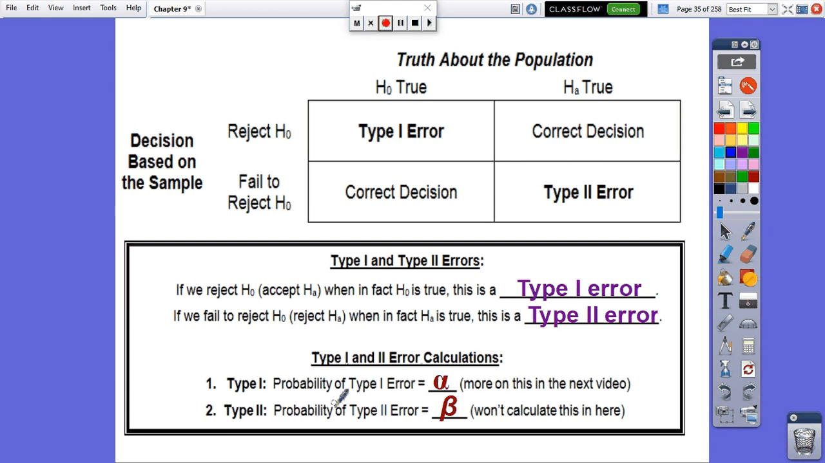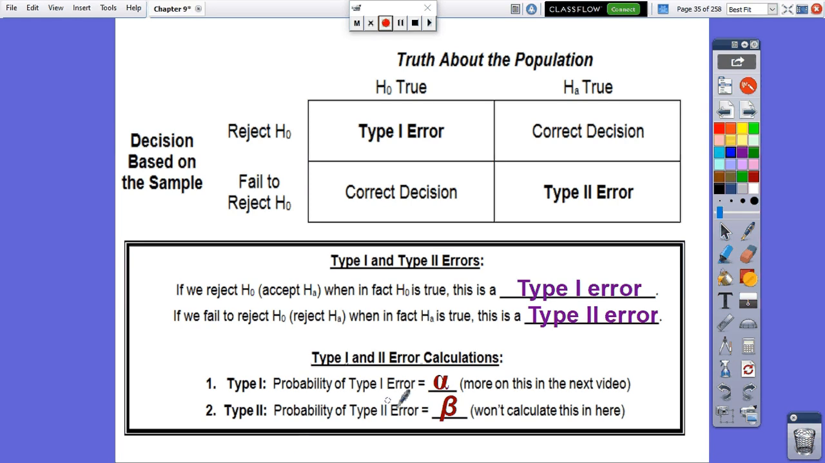Now, there are probabilities associated with making a type 1 and type 2 error. And the probability of making a type 1 error is really just our alpha value that we use. And again, you will be told what that particular value is from problem to problem. And so if we said, let's test this null hypothesis at the alpha equals 0.05 level, well, then the probability that we make a type 1 error will be 0.05, or 5%.